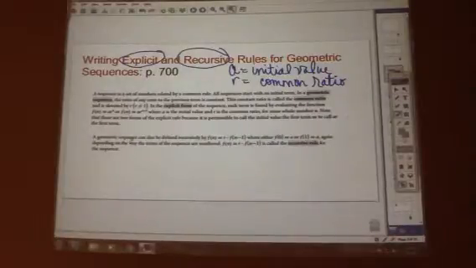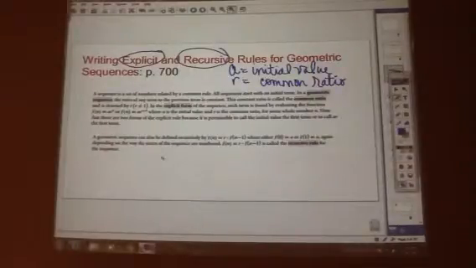A geometric sequence can also be defined recursively by f of n equals r times f of n minus 1, where either f of 0 is a or f of 1 is a. And again, depending on the way the terms of the sequence are numbered, f of n equals r times f of n minus 1 is called a recursive rule for the sequence.